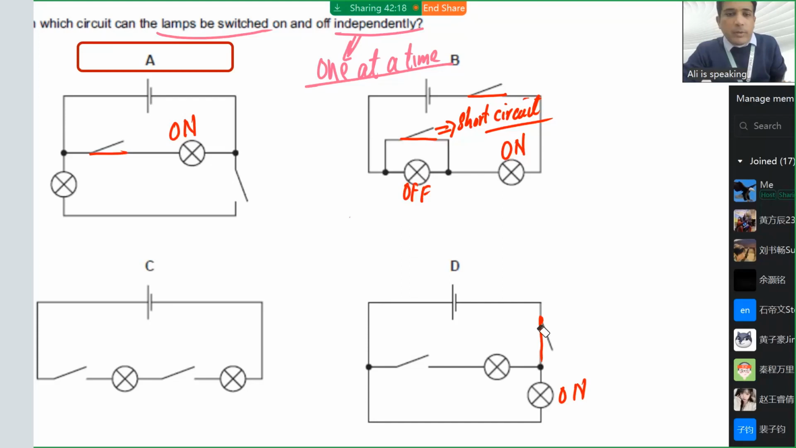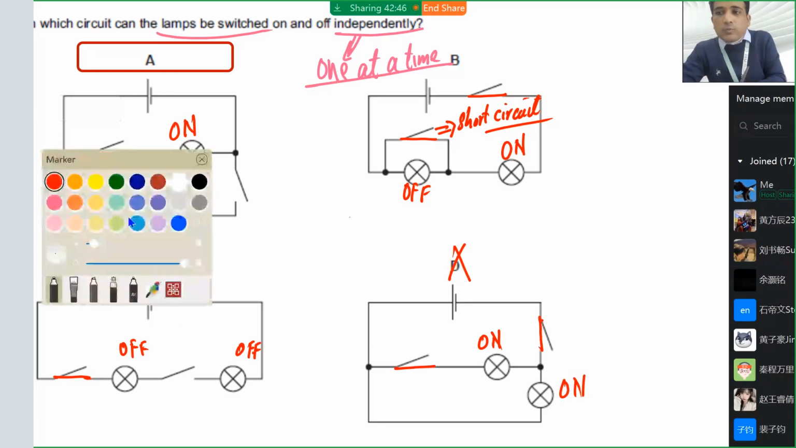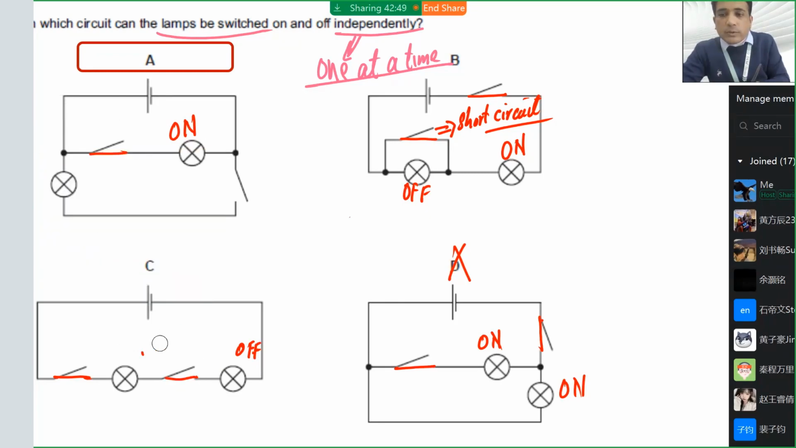This will be on. But if we close this switch, this one will not be on. This will be off. But if we close both of them, this one will be on and this one also will be on. So we cannot switch them on independently. So this is also not possible. And for this one, simply you will say, if I close this switch, this will be off, and this one also will be off. But if I close both switches here now, you will see these two light bulbs will be on. So we cannot switch them on and off independently. So this is also not a possible answer.